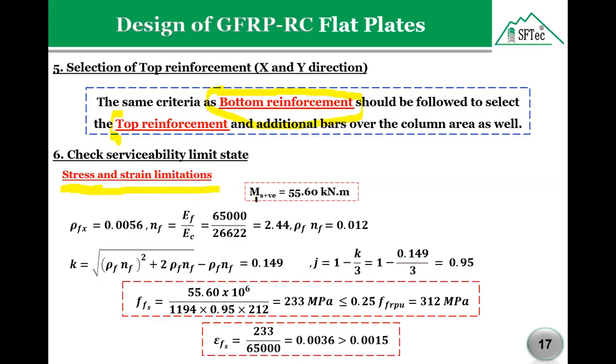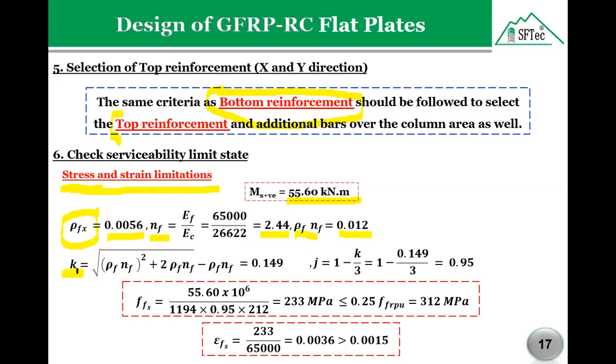From the analysis, MS, which is the service moment, equals 55.60 for one of the critical sections. Here we have the flexural reinforcement ratio, rho F, and also nF, which is the ratio between the elastic modulus of the FRP, which is EF, to the elastic modulus of the concrete. So nF here equals 2.44. So rho F times nF will be 0.012.